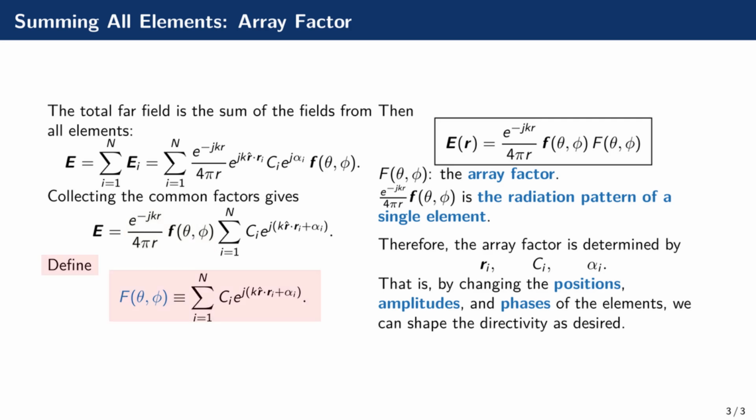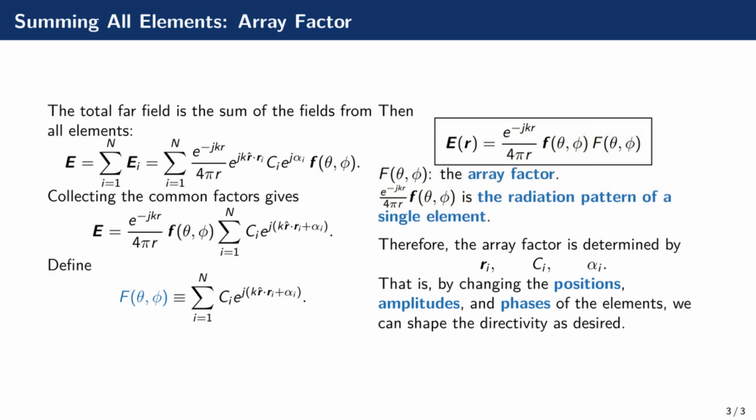Let us define the collected summation in this form. Then the radiation field of the entire array antenna is written in this form. Here, the expression consists of the factor depending on the distance, the directivity of a single element, and this new factor. This factor is called the array factor. The former two factors are exactly the same as the radiation field from a single element. So, the radiation from array antennas is the product of the radiation from a single element with the array factor.